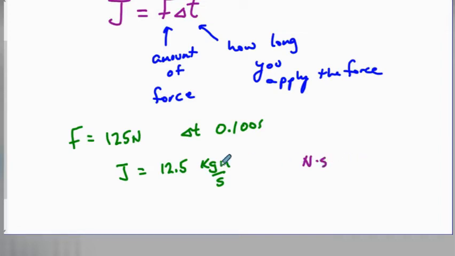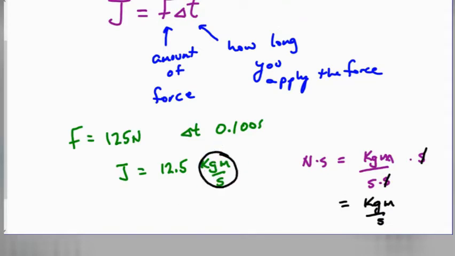Or if I look at the units a little more closely here, we'll see that it's newtons times seconds, because the force is in newtons and the time is in seconds. But let's keep that in mind, that a newton is a kilogram meter per second squared. And then we multiply that by seconds. And when we do so, we'll see that the seconds here from the time will cancel out one of the seconds down below. And we'll end up with the kilogram meters per second, which is what we already knew was the units for impulse.